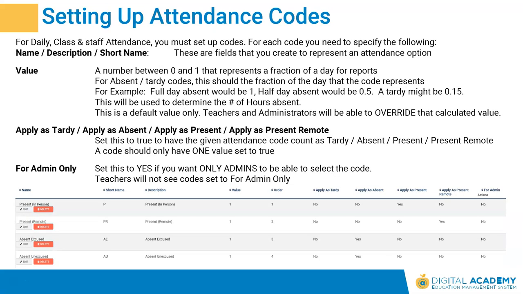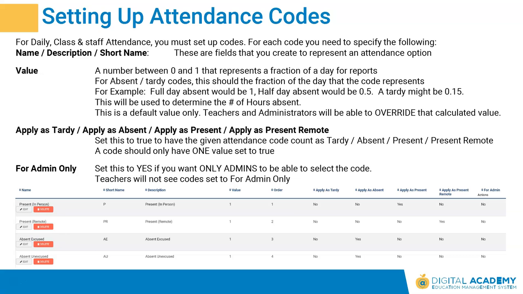For class attendance, daily attendance, and staff attendance, you have to set up codes. For each code, you need to specify a number of items. There is a name, a description, and a short name. These are all fields that you create to represent an attendance option. They can be whatever you want, and they will show up on reports and in the dropdown.